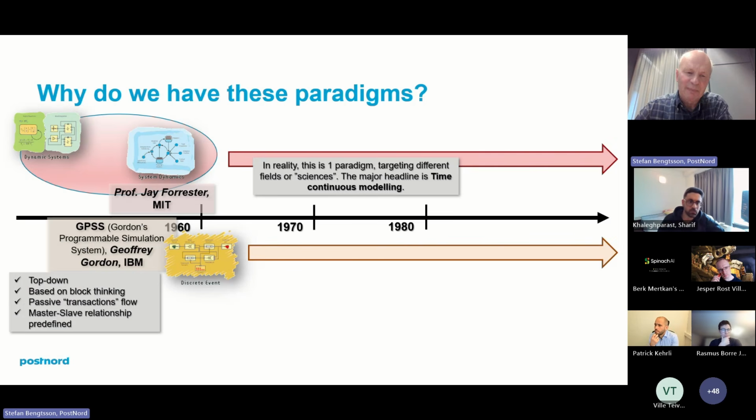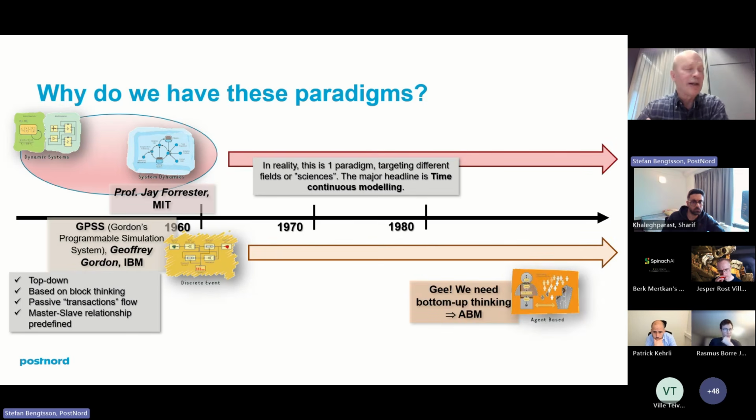A top-down thinking. We say that we can describe the whole system by having blocks that we connect to each other. We let things that move between the blocks be quite passive, like data messages or whatever. And we have a master and slave relationship that's already defined. Then someone in the 1990s or something like that realized, hey, we can't just have top-down thinking, we need bottom-up thinking too. And the need to introduce agent-based modeling started to grow as a realization.